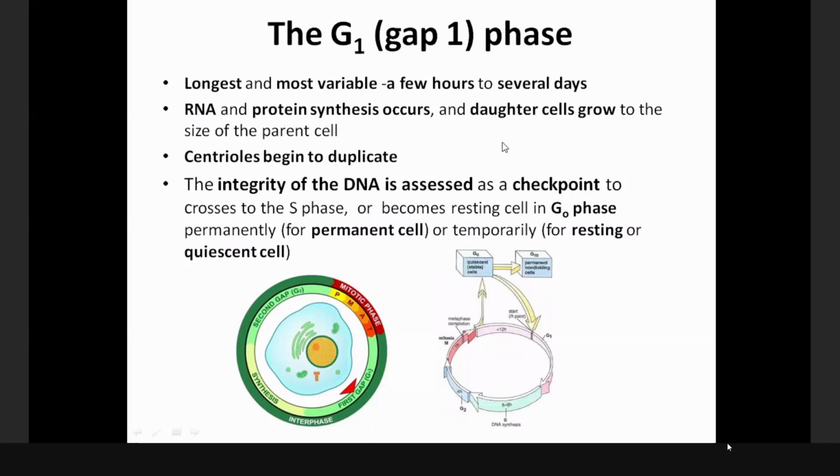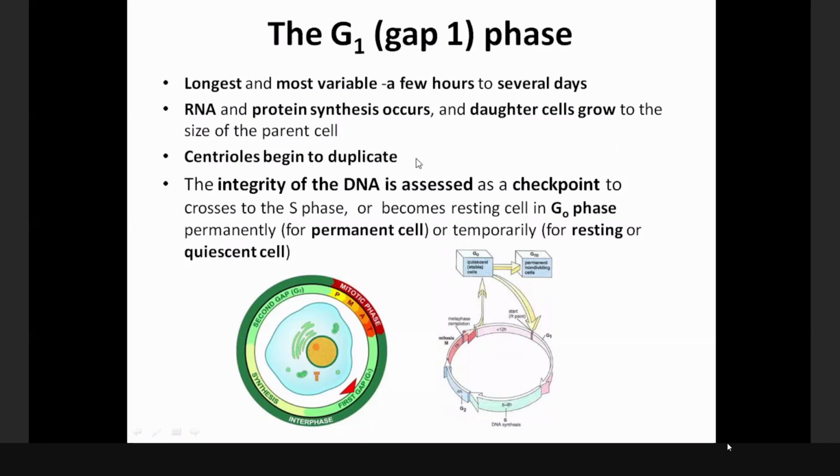So here we have the G1 phase, which is variable in its period. It is during this period that required RNA and proteins are synthesized. It is during this period that cells are able to grow to their parent sizes. It is during this period that the duplication of centrioles begins to take place.